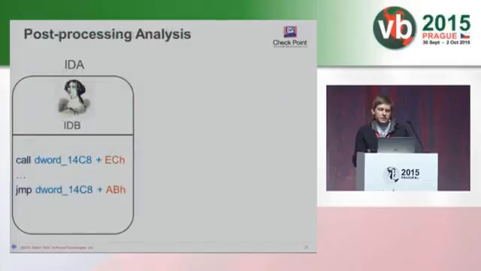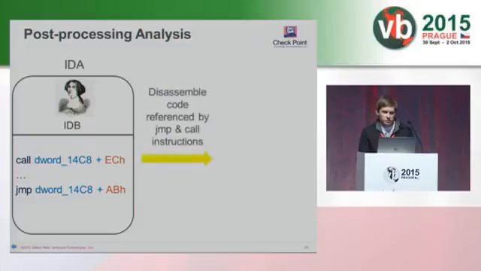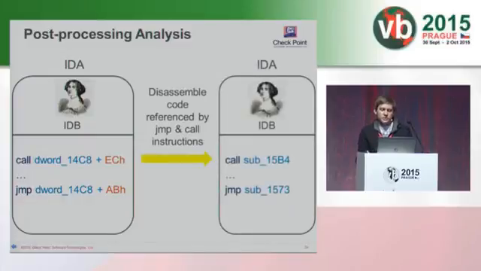Here's how post-processing analysis is performed. We have calls and jumps like that, and the code referenced by such calls and jumps will not be disassembled by IDA in the dump. We're tracking such situations, fixing them, and forcing to disassemble.